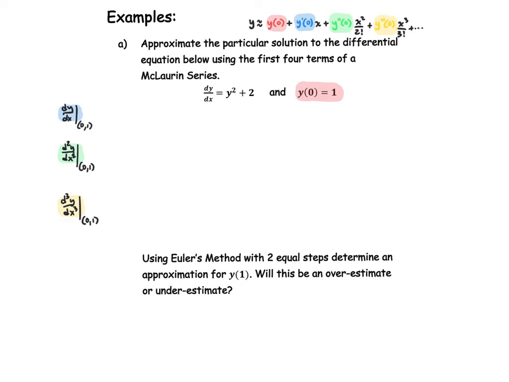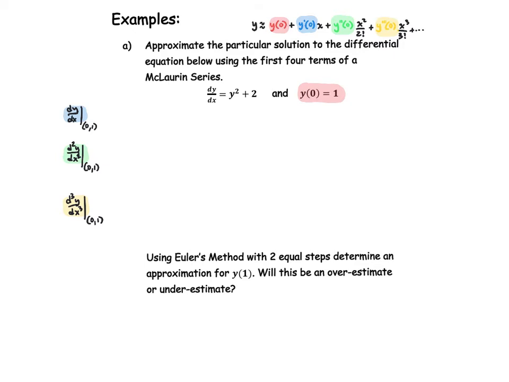So I know y at 0 is 1. Let's find dy dx at 0, 1. All right, so I'm going to plug in a 1 for y, and it's not dependent at all on x. So dy dx at 0, 1 will be 3. I know this value right here will be 3. I know this value here is 1. Let's look and see the second derivative.